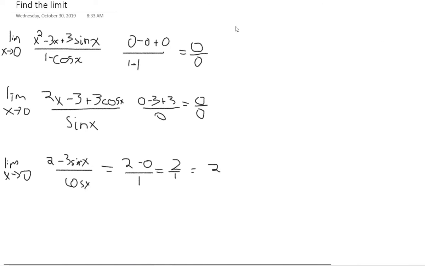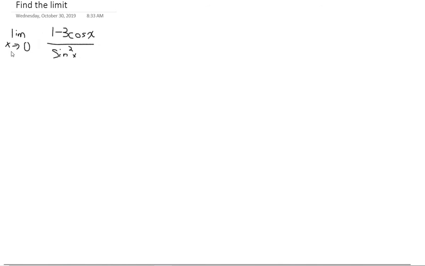There is a hole at x equals 0, though. So there's a hole there, but for limits it doesn't matter if it's defined there. It just has to approach it. So it approaches it, but it's not defined at that point. Let's get on to the last problem here.